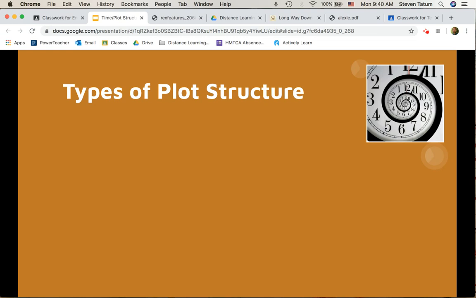So there are some basic types of plot structure, and all of these have to do with how the writer tells their story, not what it's about or what the theme is or what the message is, like we were thinking about in previous weeks, but more looking at how they're choosing to tell it and structure it. And specifically, we're going to look at different ways that they do that with time.